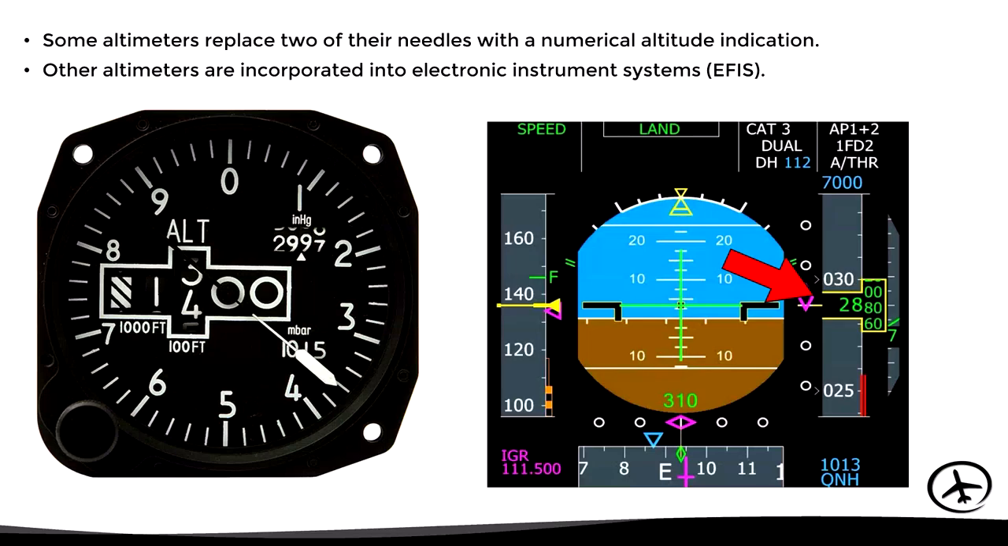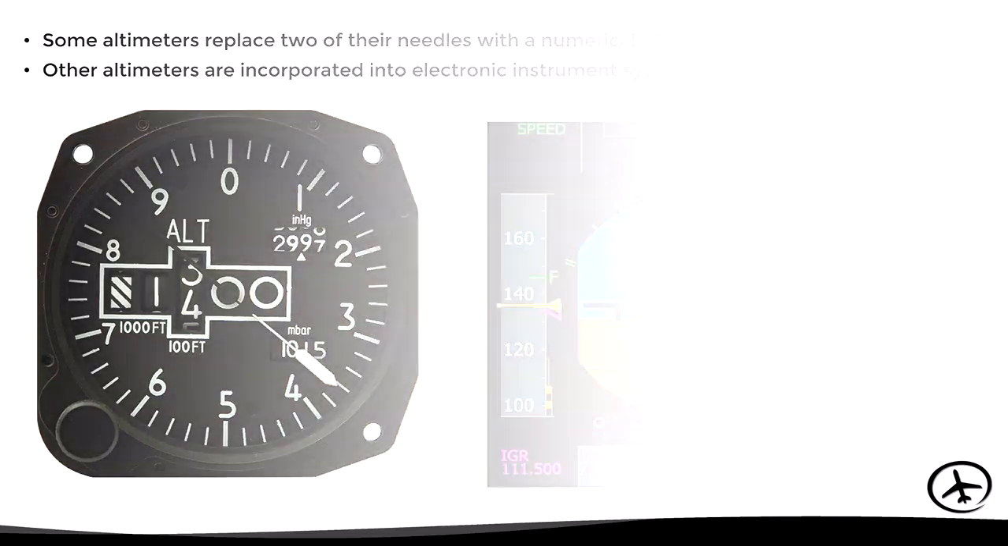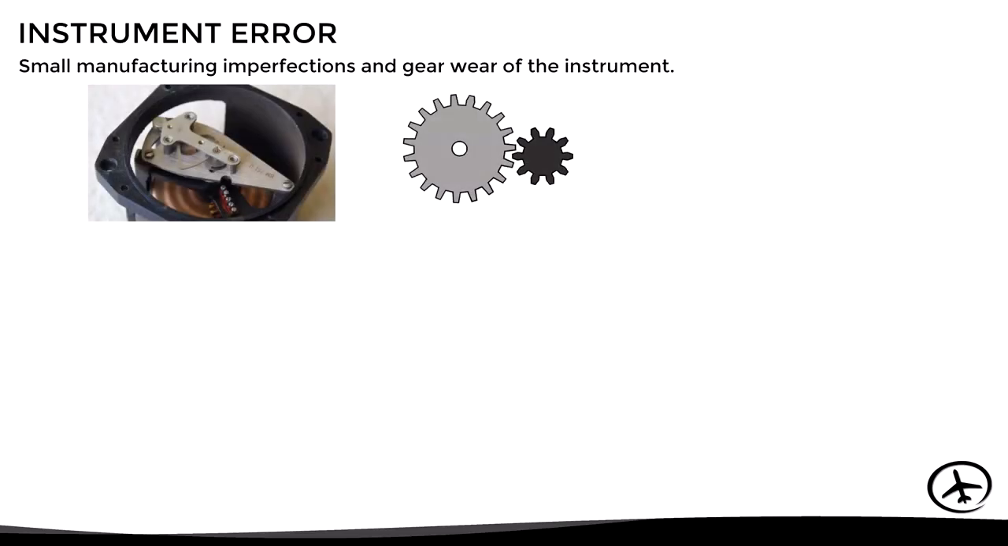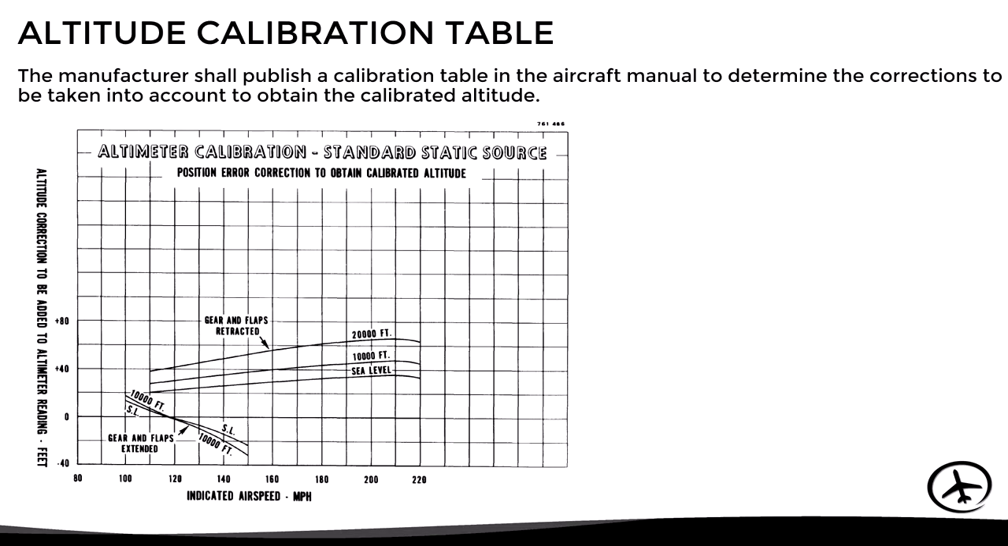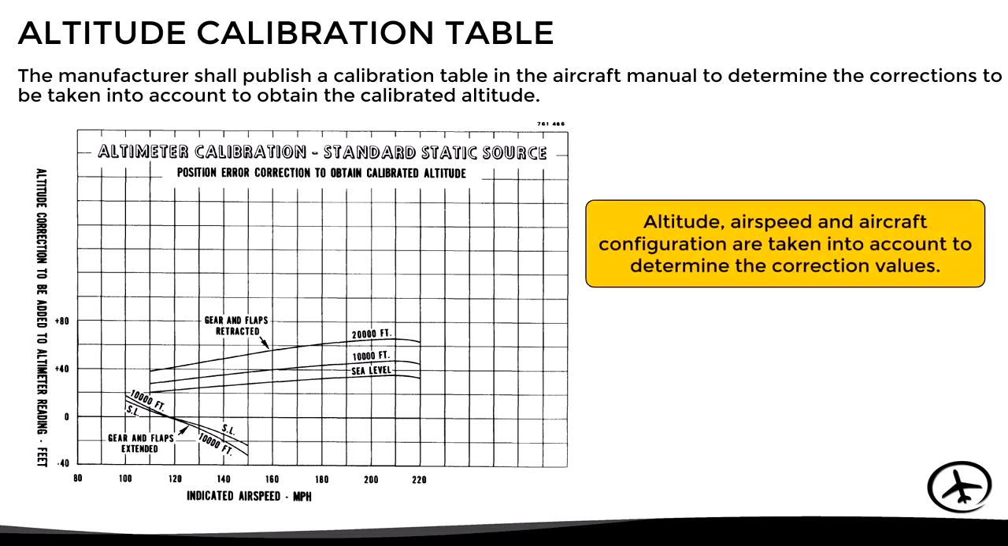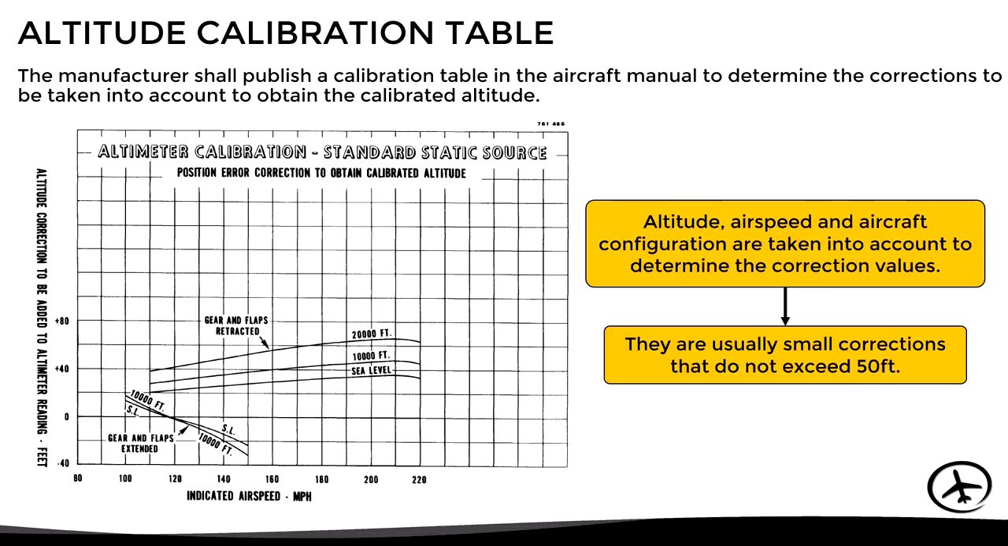Now, we must bear in mind that the altimeters are not perfect. They present instrument errors related to wear of the gears and mechanical imperfections, as well as position errors caused by pressure measurement errors of the pitot static system due to maneuvers or changes in aircraft configuration. This is why the manufacturer publishes an altitude calibration table that allows the pilot to apply the corresponding altitude corrections in order to obtain the calibrated altitude. This table takes into account altitude, airspeed and aircraft configuration to show the corrected values. However, normally these are small corrections that do not exceed 50 feet.